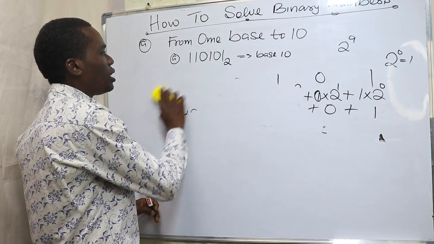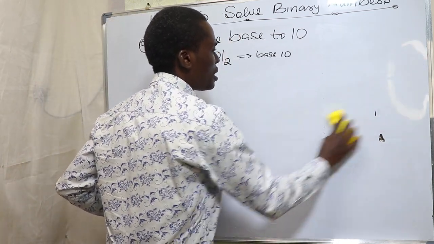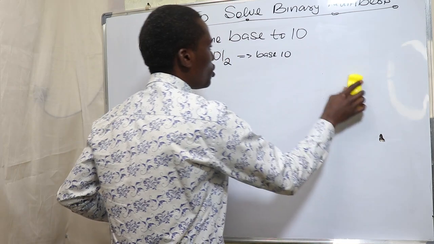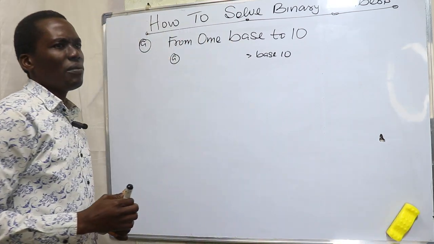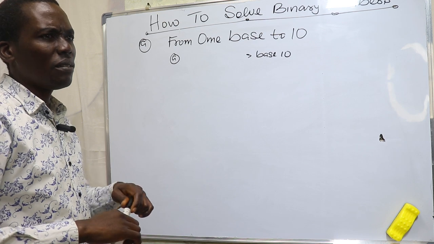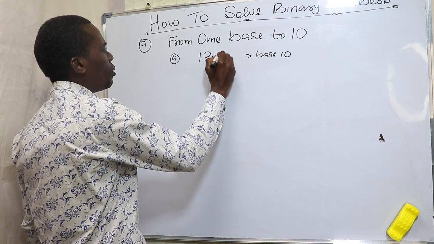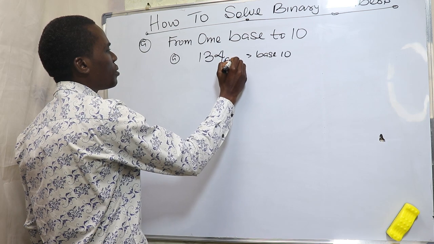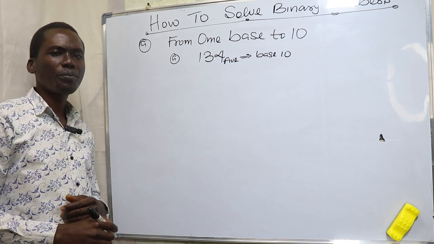This one now is from base 2 to base 10. So let's see how we take convert from base 5 to base 10. What if they give us a number in base 5 and we want to convert it to base 10? Let's say they give us 134 in base 5 and we want to change that to base 10. What do you do?